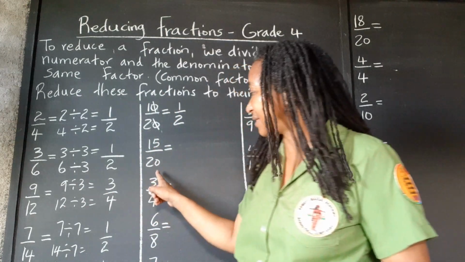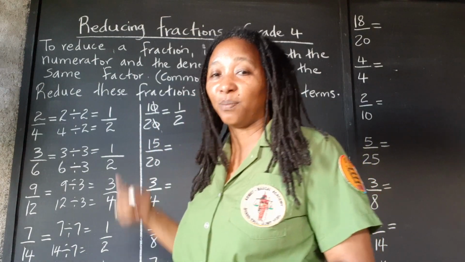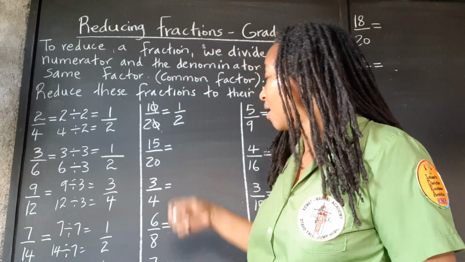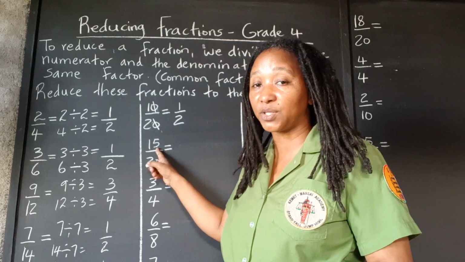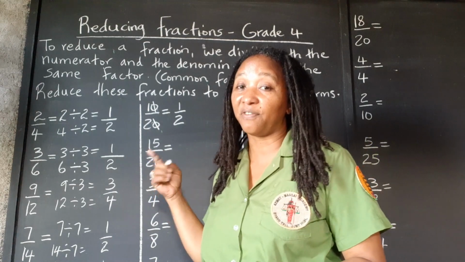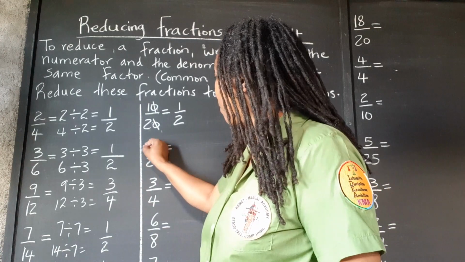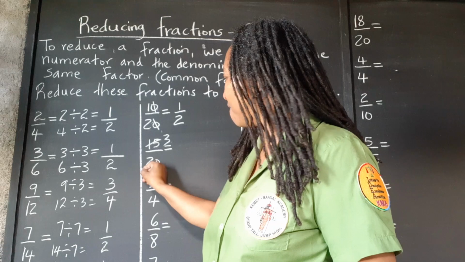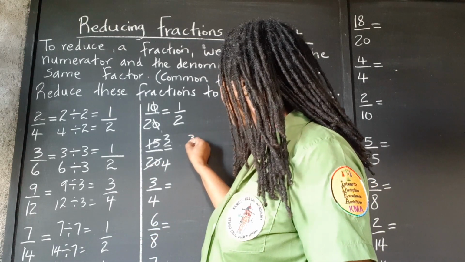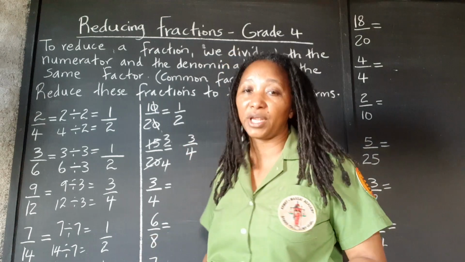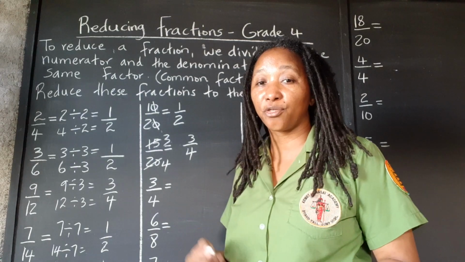15 and 20. There's a 0 here but none up here, so we can't do that trick that we did up top. But we know that if a number ends with 5, 5 can go into it. If a number ends with 0, 5 can go into it. So we're going to divide them both by 5. 5 goes into 15 3 times. 5 goes into 20 4 times. So our reduced fraction is 3/4. 15 over 20 can be reduced to 3/4.